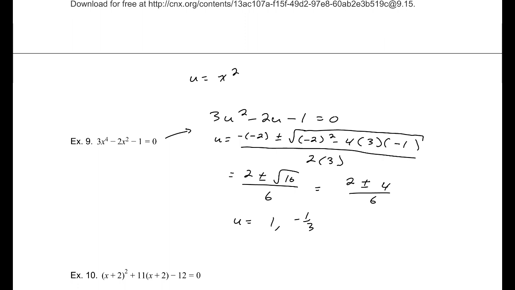Great, we know what u is. However, we want to know what x is. So we're going to go back to our substitution of u equals x squared, and this is x squared equals 1. x squared equals negative 1/3.